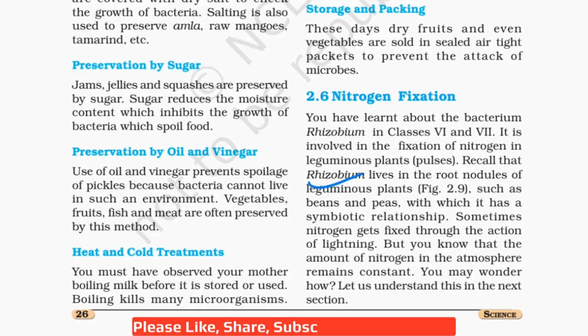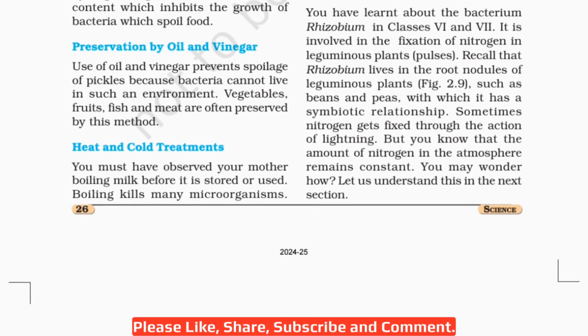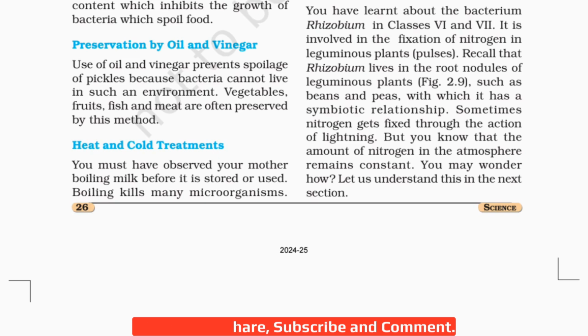Rhizobium lives in the root nodules of leguminous plants such as peas and beans, with which it has a symbiotic relationship. Now, how symbiotic relationship? Symbiotic relationship in the sense that the bacteria lives in the root of the plants forming nodules, and it converts atmospheric nitrogen into usable form. Then, in return, the plant provides the bacteria with sugar and other nutrients, with food. Okay. So this is how the symbiotic relationship exists.